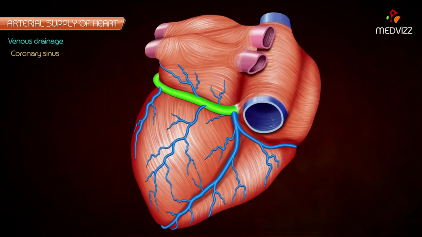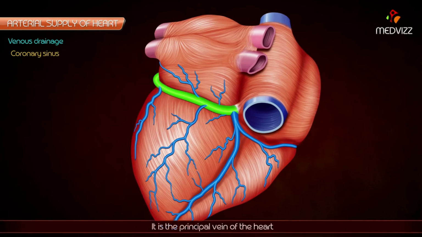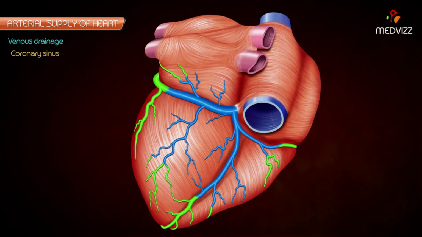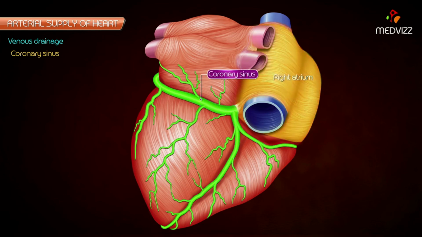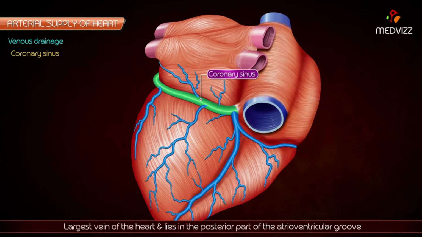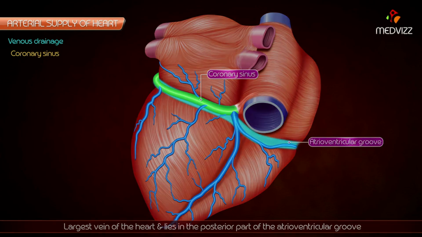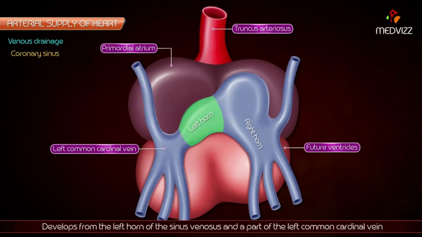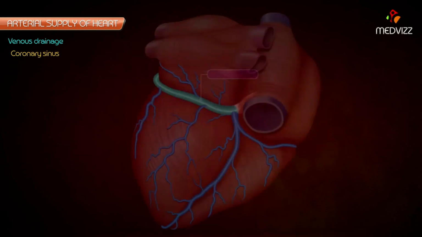Coronary sinus. It is the principal vein of the heart. Most of the venous blood from the walls of the heart is drained into the right atrium through the coronary sinus. The coronary sinus is the largest vein of the heart and lies in the posterior part of the atrioventricular groove. It develops from the left horn of the sinus venosus and a part of the left common cardinal vein.